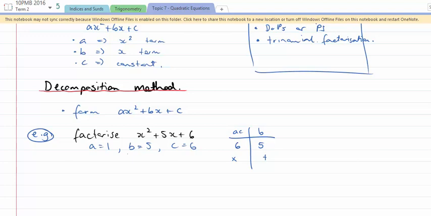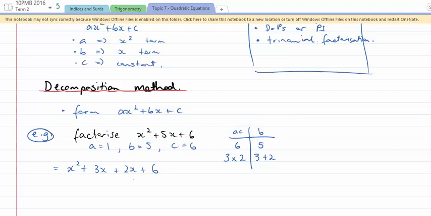So the numbers that would work in this scenario are 3 and 2. So 3 times 2 to get 6, and 3 plus 2 gives us 5. Ultimately what we're doing here is we're breaking that middle term, that 5x, into 3x and 2x in order to be able to factorise. So that's our next step. We now have x squared plus 3x plus 2x, and our final term was 6. So we've broken that 5 into 3 and 2.